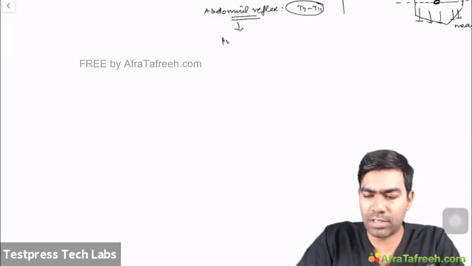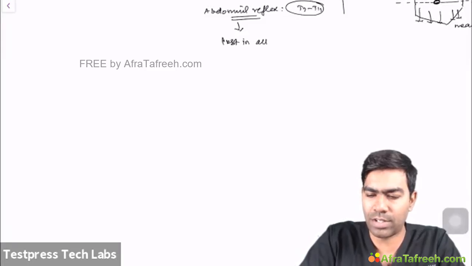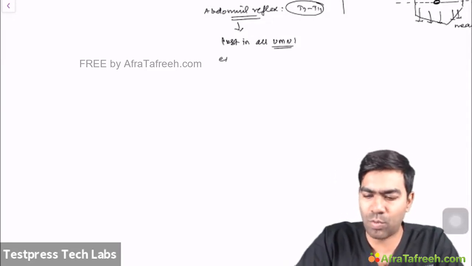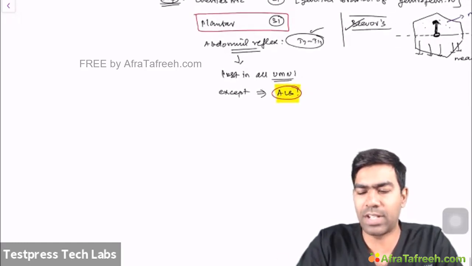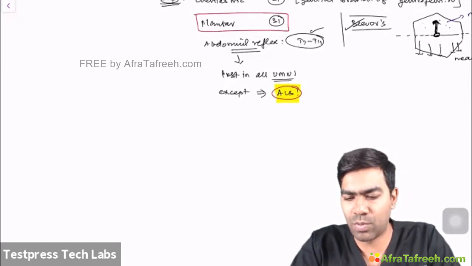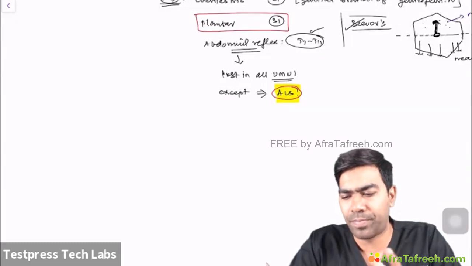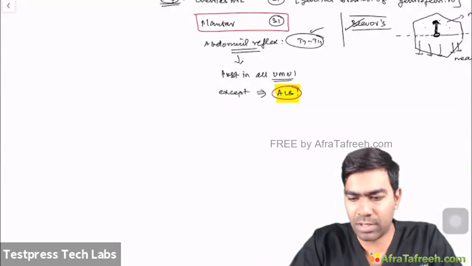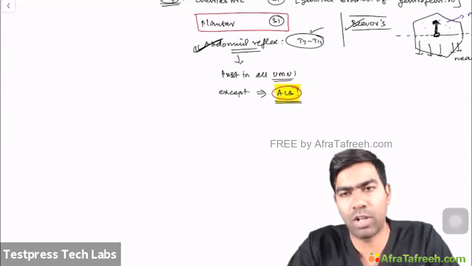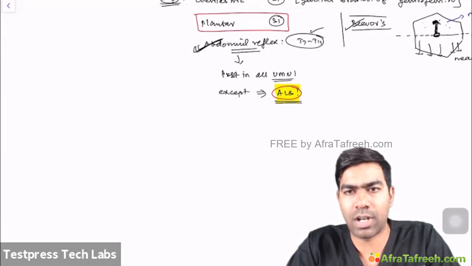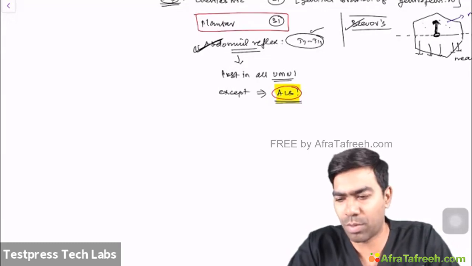Remember, abdominal reflex is lost in all upper motor neuron lesions. Any upper motor neuron lesion, abdominal reflex will be lost. Only one exception to this rule is there. What is that exception? That is ALS, amyotrophic lateral sclerosis. In amyotrophic lateral sclerosis, you will have an upper as well as a lower motor neuron lesion. So if they ask you for one exception of an upper motor neuron lesion with a preserved abdominal reflex, in that setting, you should answer amyotrophic lateral sclerosis. In all the other upper motor neuron lesions, your abdominal reflex will be lost. That's the most important point there.